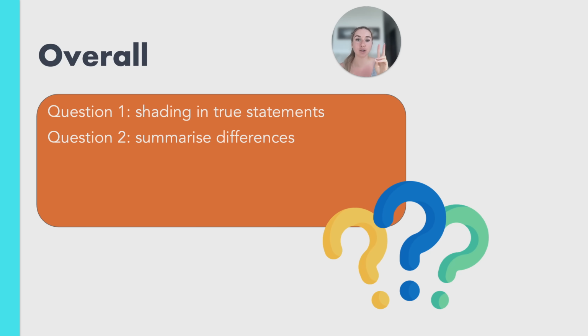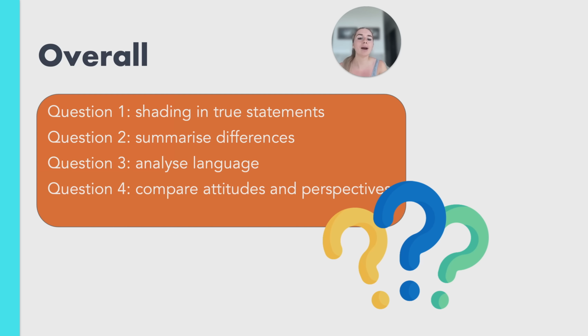Remember on this paper you get 2 sources, you don't just get 1. Question 3 is analysing language. This is the exact same question as language paper 1, question 2, but this one's worth 12 marks. Question 4 is comparing attitudes and perspectives. That is different from question 2. Question 2 will be focused on a specific difference, whereas question 4 is more about their attitudes and perspectives, i.e. their opinions. And then question 5 is persuasive writing, so letter, speech, article, essay.